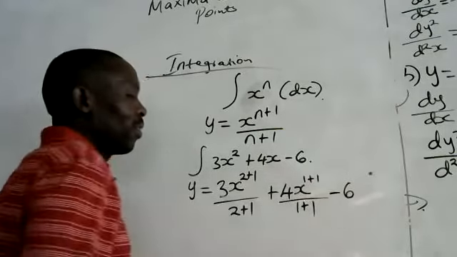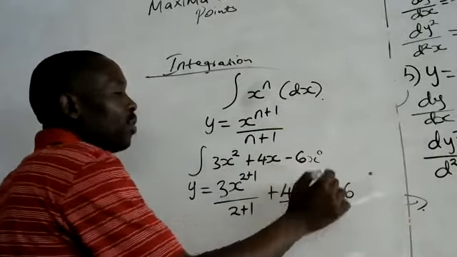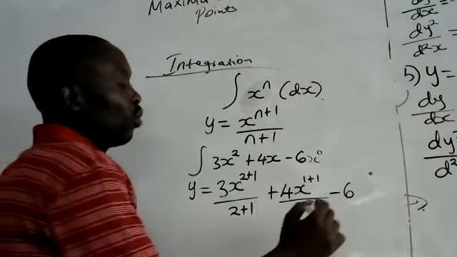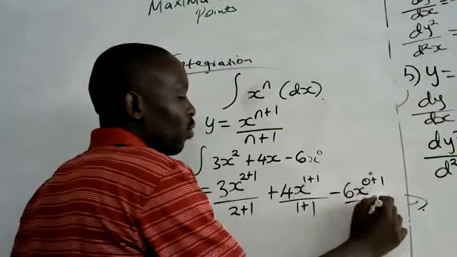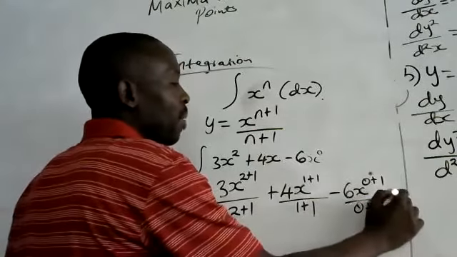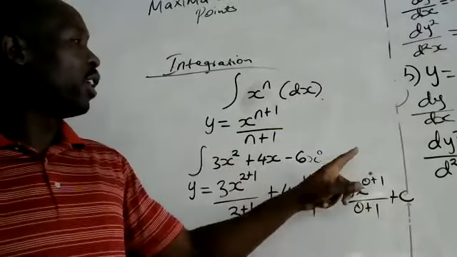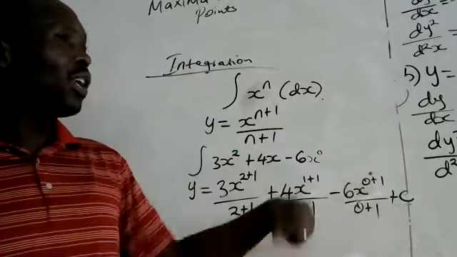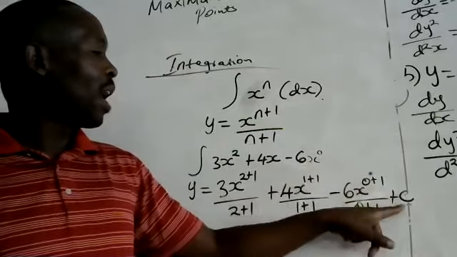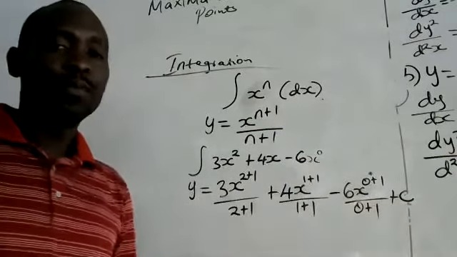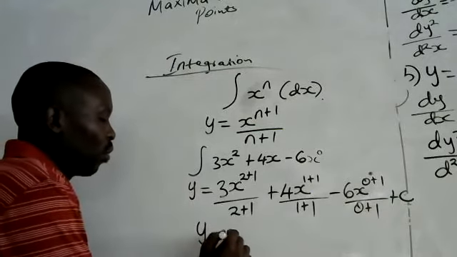Minus 6. Remember, I told you whenever there is a constant, there is an x power 0 that is not indicated there. So it is going to be 6x power 0 plus 1 over 0 plus 1. And then we normally add plus c, because there must be a constant that was differentiated to be 0. And that constant, because it was differentiated to be 0, it is not here. We normally add that c to stand for it.